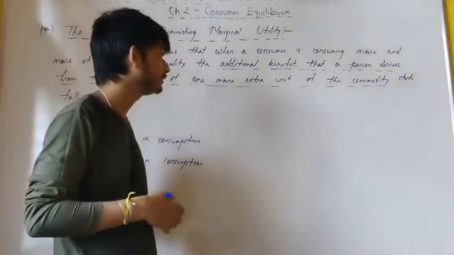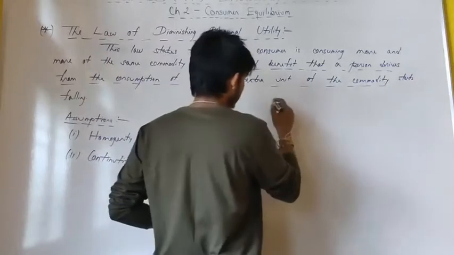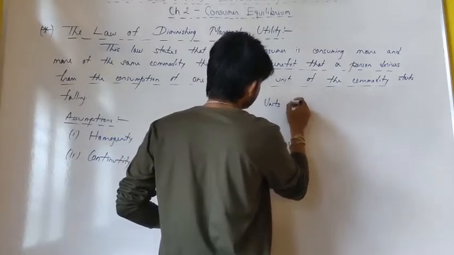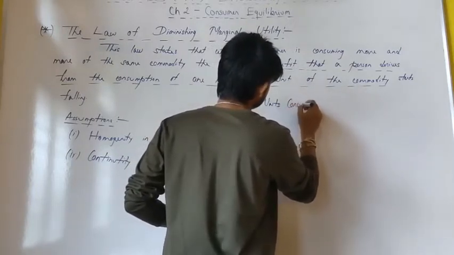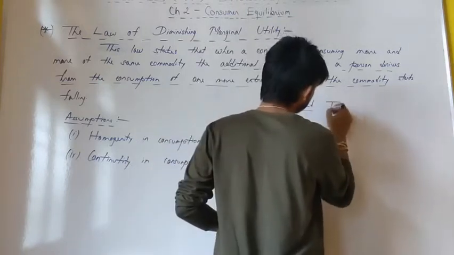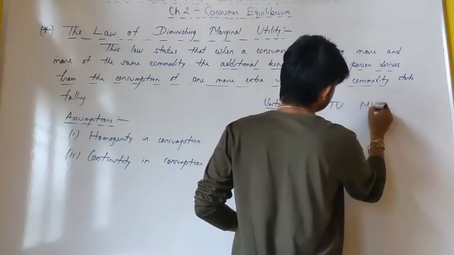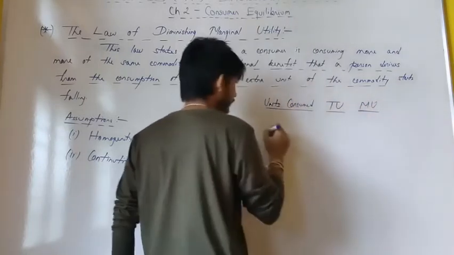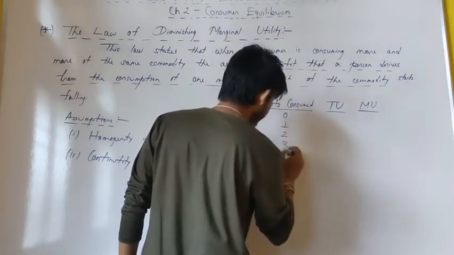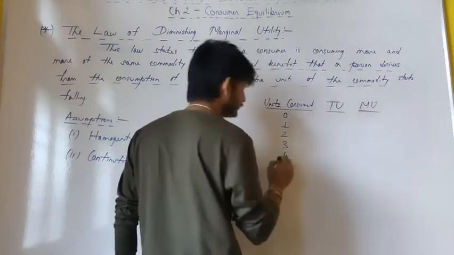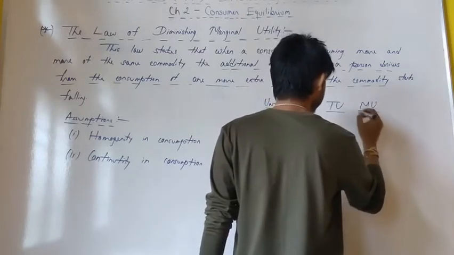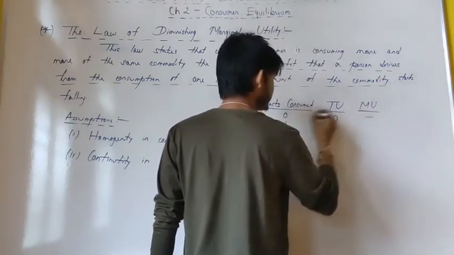So first prepare a table. Units consumed, first make a total utility column and marginal utility column. So units consumed starting from 0, 1, 2, 3, 4, 5. Leave this total utility column. I am just filling up marginal utility. First one will be nil. The total utility for this one will be 0.